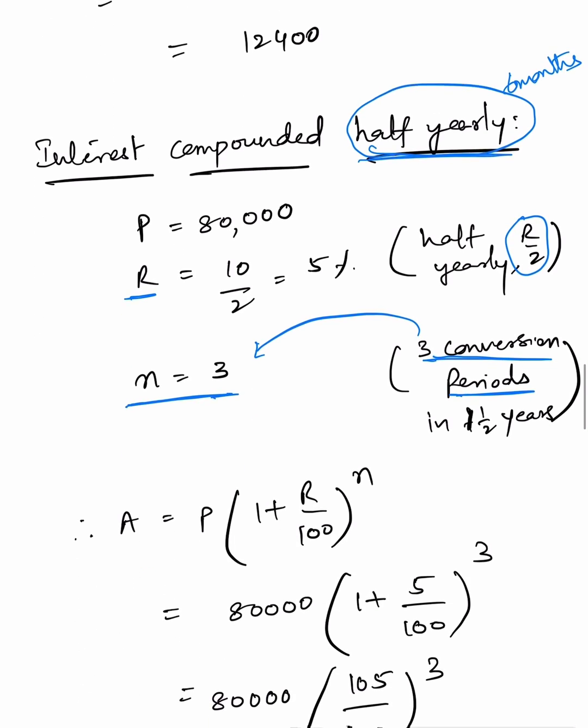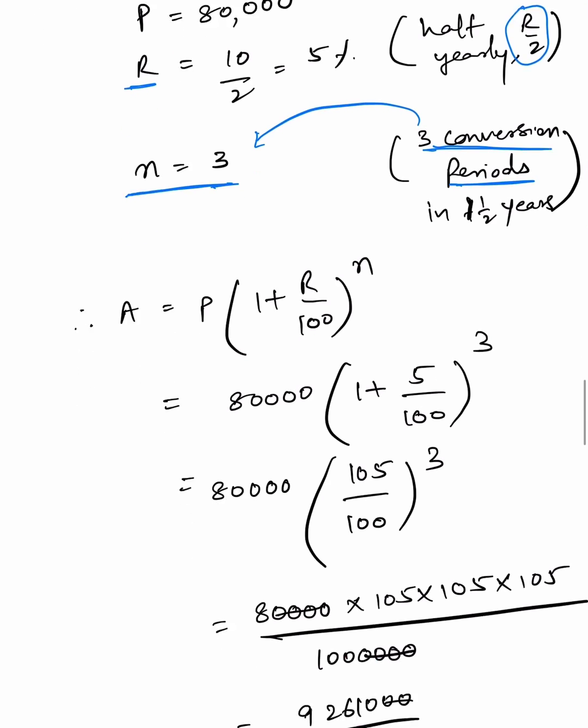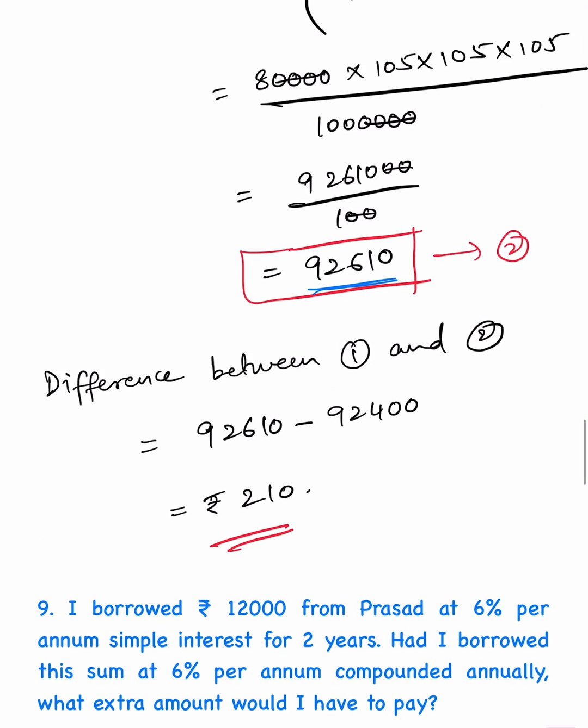So again, A equal to P into 1 plus R by 100 whole power N. 80,000 into 1 plus 5 by 100 whole cube. So 80,000 into 105 by 100 whole cube. So the answer is 92,610. This is value 2 if it is calculated half yearly. So what is the difference between 1 and 2? 92,610 minus 92,400, which is equal to rupees 210. This is the difference between the interest if they are calculated annually and half yearly.